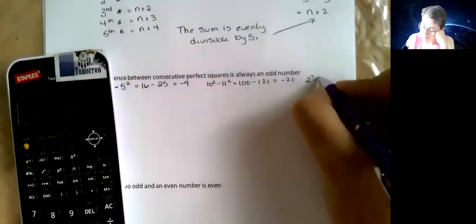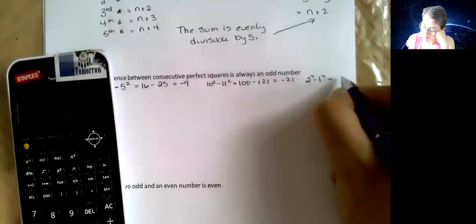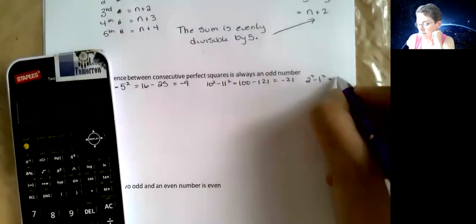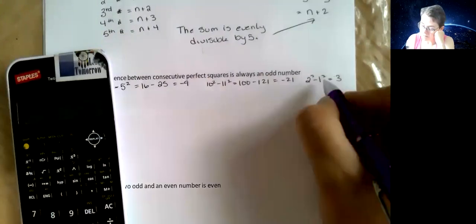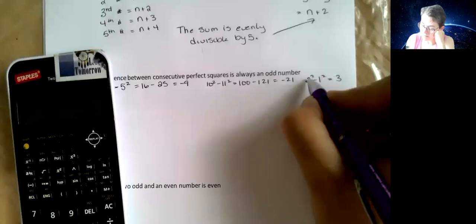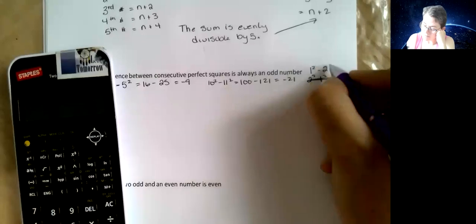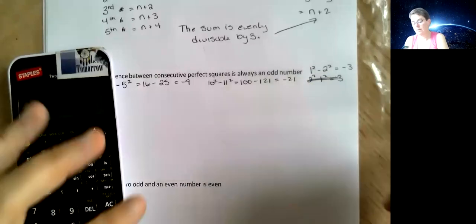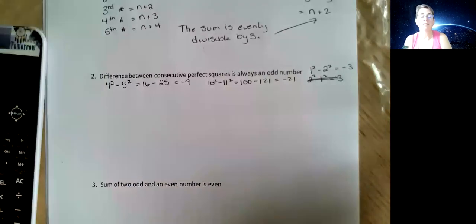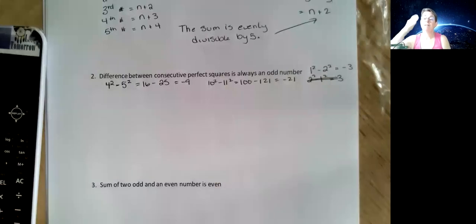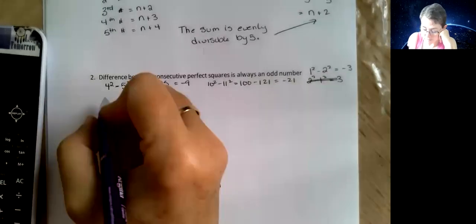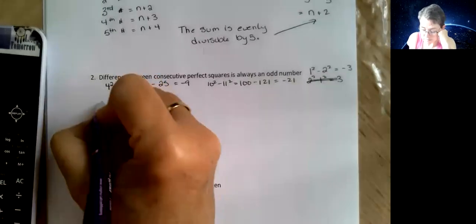2 squared minus 1 squared. That's going to be, okay, 2 squared is 4 minus 1. That's going to be 3. Whoops, got my order wonky there. Let's do that. 1 squared minus 2 squared is equal to negative 3. All right, well, the key here is it's always an odd number, just because when I think consecutive order, it's smaller to bigger. They all end up negative. No big deal.